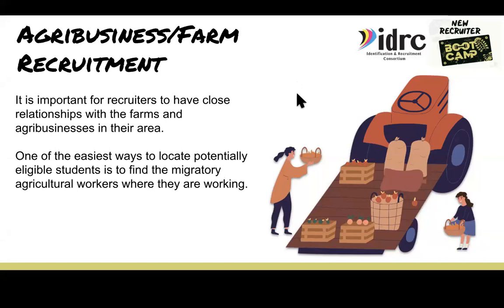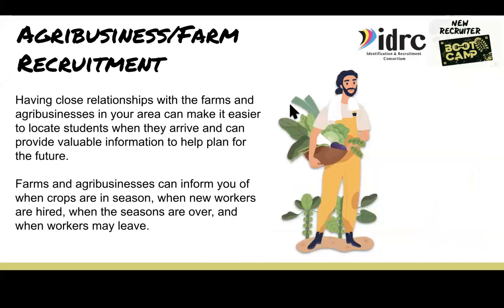And so we must be familiar with the farms in our areas. Having close relationships, like I said, makes it easier to locate students when they arrive and can provide valuable information to help plan for the future. Farms and agribusinesses can inform you of when crops are in season, when new workers are hired, when the seasons are over, and when workers may leave. They can also let you know when things are going really well for them. So they might be hiring more people. So you might see an influx of students.